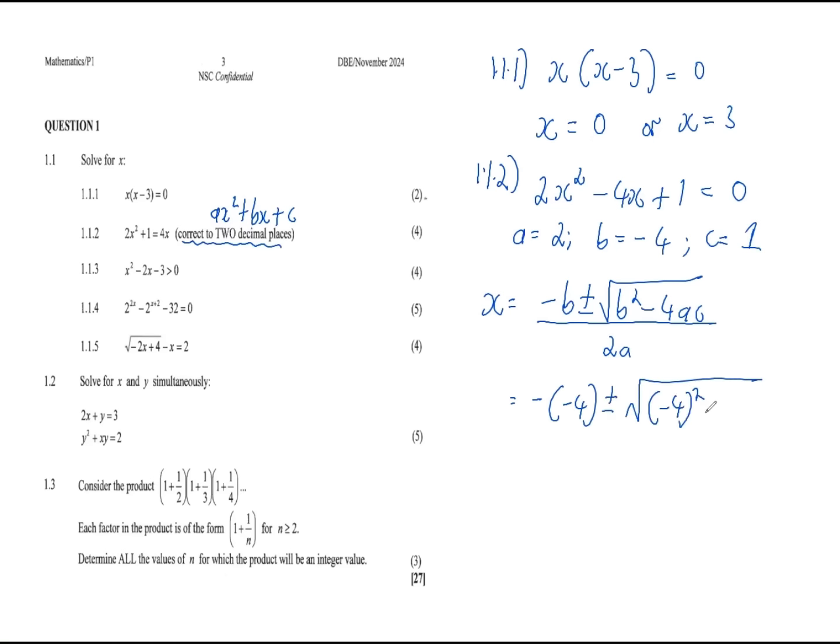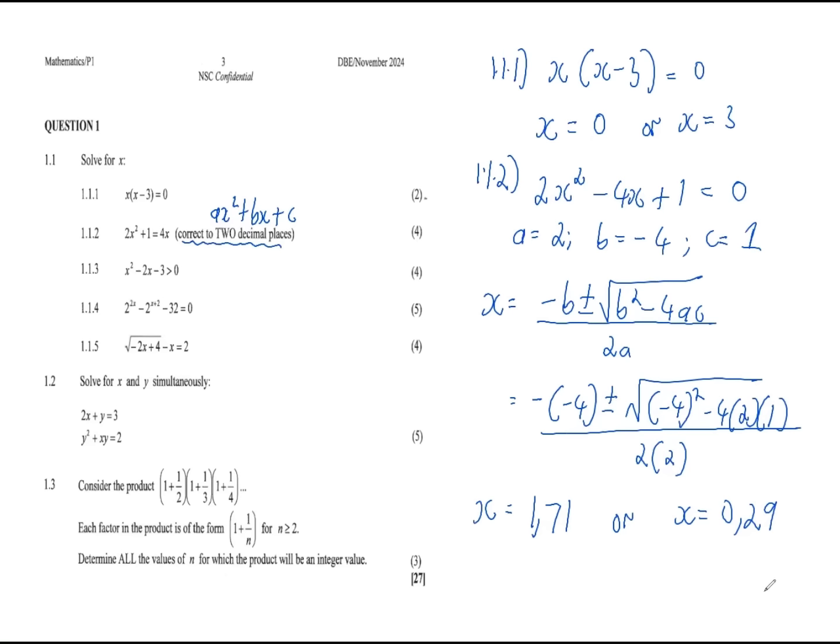So negative of negative 4, plus or minus the square root of negative 4 squared minus 4, our a is 2 and our c is 1, all over 2 multiplied by 2. At this point, you just grab your calculator and punch all of this in. So x equals 1.71, or x equals 0.29. You have to start with the positive and then the negative, so at the end of the day you must have 2 different answers.